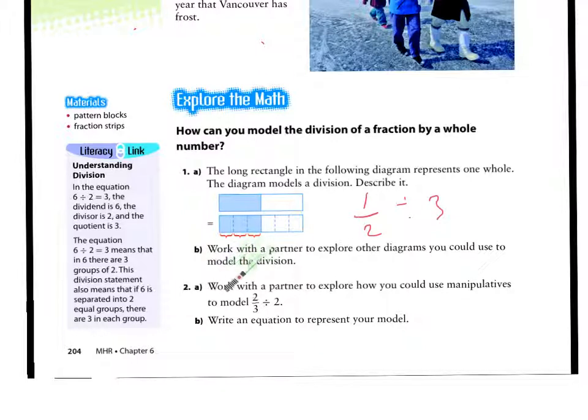Now it says, work with a partner to explore other diagrams you could use to model the division. You could use rectangles, you can use circles, you could use pattern blocks if you wanted to. You could use those red 1/2 pattern blocks you used in the last section. But for the focus of this section, we're mainly going to focus on using rectangles and maybe some number lines as well. So I'd like you to press pause now and work on question number 2.